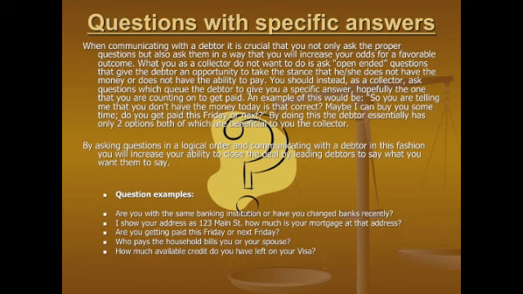I show your address is 123 Main Street. How much is your mortgage at that address? You're assuming they have a mortgage. You're assuming they have the availability to borrow against that mortgage. If they don't, they'll quickly tell you. But if you just ask them how much is your rent, you'll never know whether they had a mortgage or not. You need to understand these things.